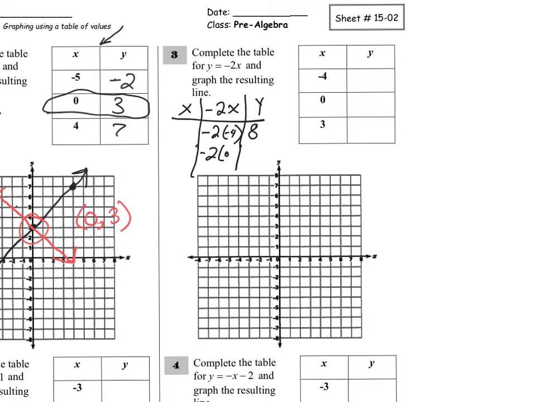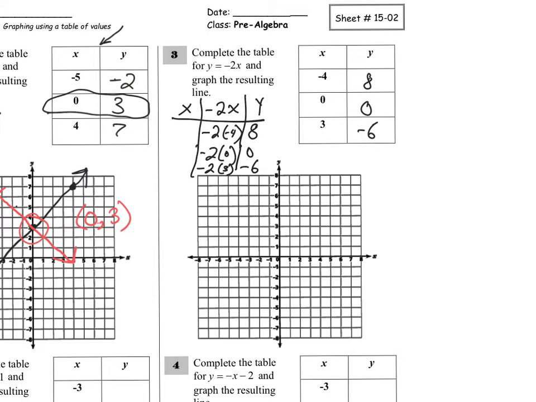Then I plug in a 0. Anything times 0 is 0. And then I plug in a +3. -2 times +3 is -6. So I have 8, 0, and -6.